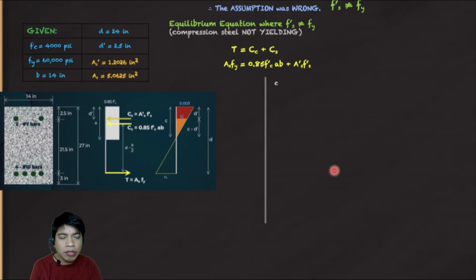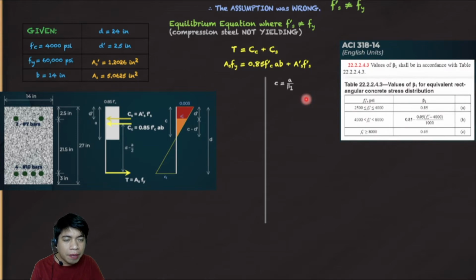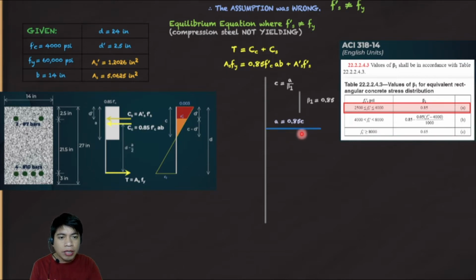So, ayun guys. Alam natin na C is equals to A over beta 1, okay? So, of course, from this table, alam natin that the beta 1 is equals to 0.85, diba? So, alam na natin yan kanina. Okay, so ibig sabihin guys, by this relationship, pwede natin makuha yung A with respect to C that will be equal to, A nga is equals to 0.85 C. Okay? So, gagamitin natin yan. So, express natin guys mamaya.